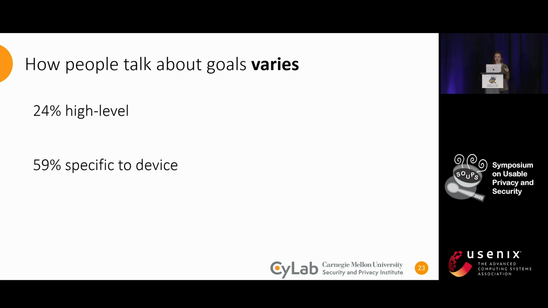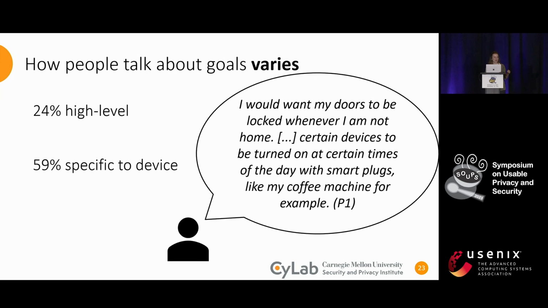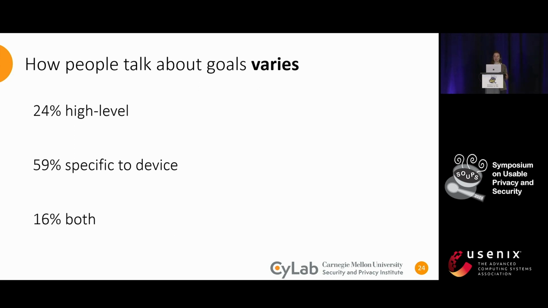Others talked about their goals as specific behaviors they want devices to be doing. This person said, I want my doors to be locked when I'm not home, and I want certain devices to be turned on at certain times of day, like a smart plug for my coffee machine. And yet others did a little bit of each.